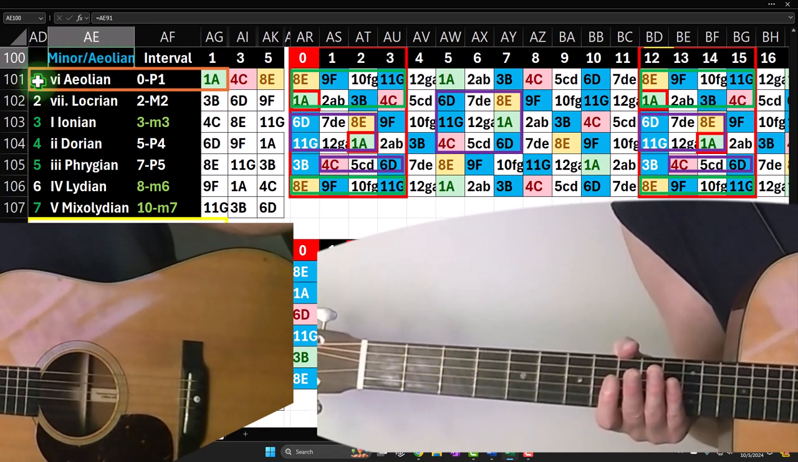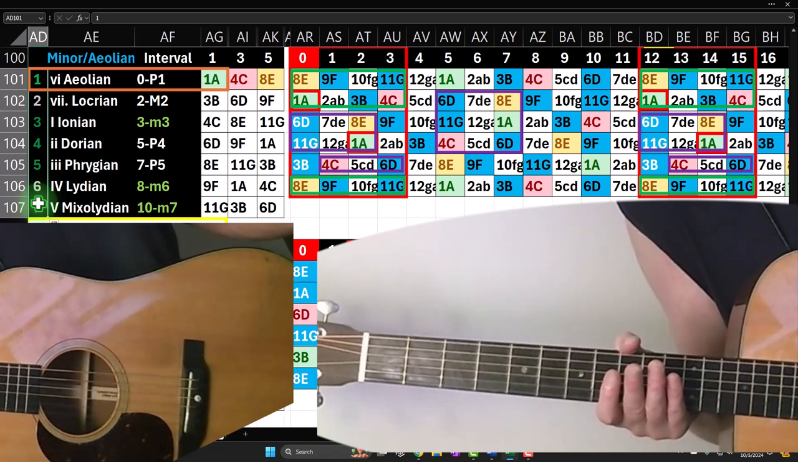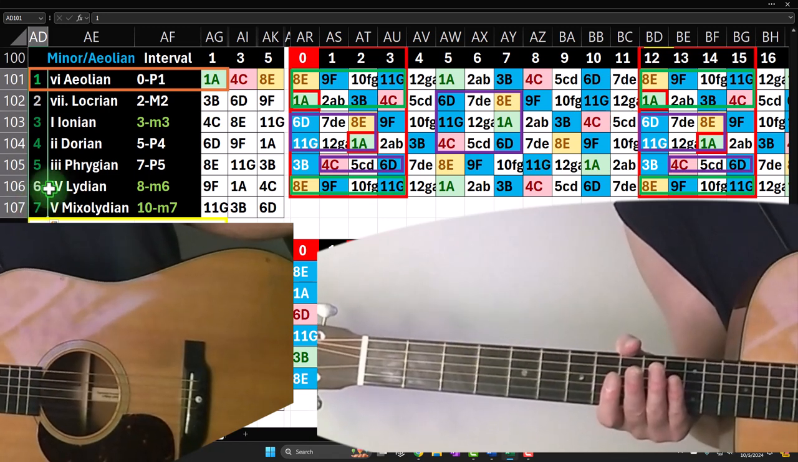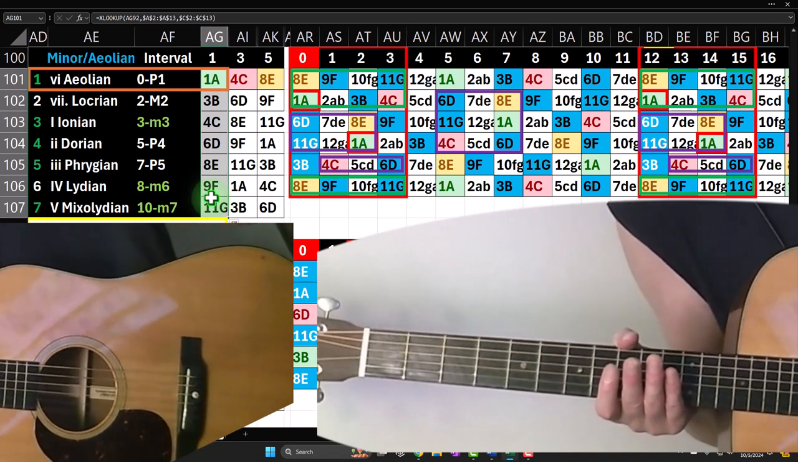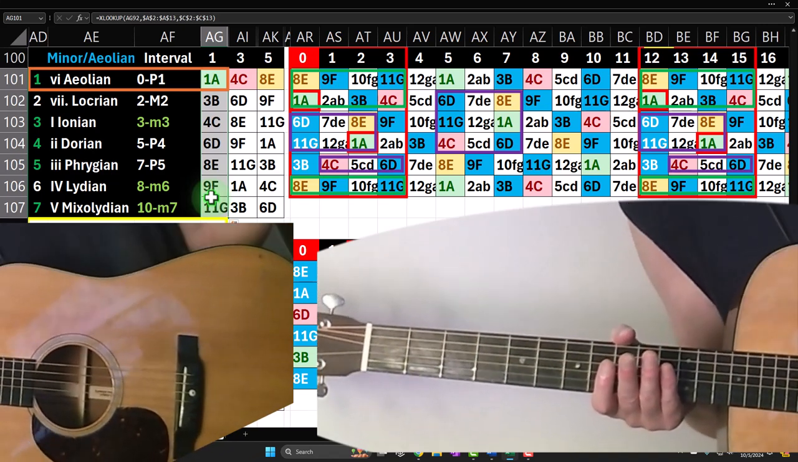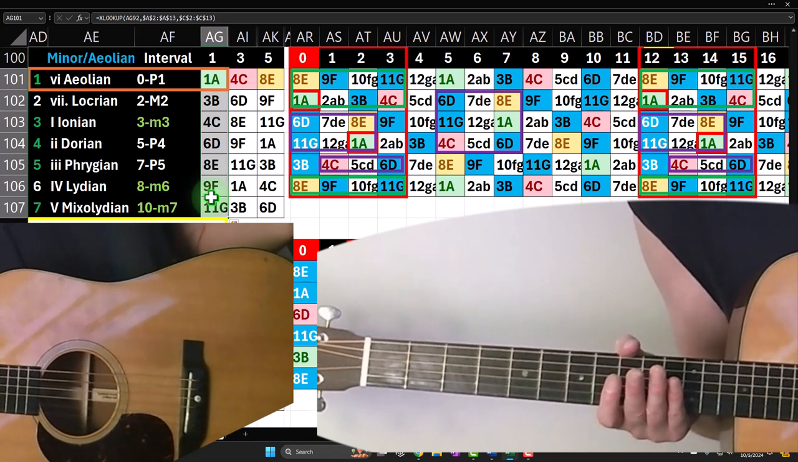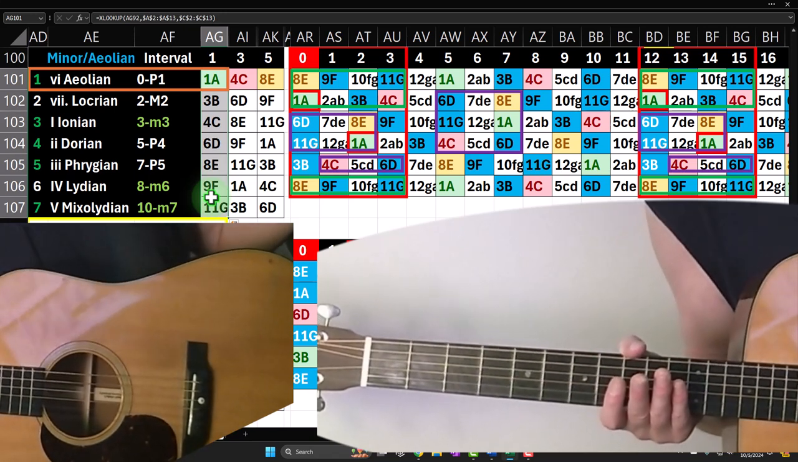So we're looking at the minor scale or Aeolian mode, which I'm calling mode number six. We're looking at the relative positions listed on the left, the first through the seventh positions. We have the notes here related to those positions. So we are in then the key of A minor or Aeolian, A mode six Aeolian, right?